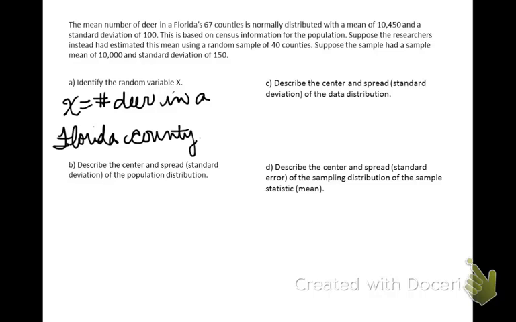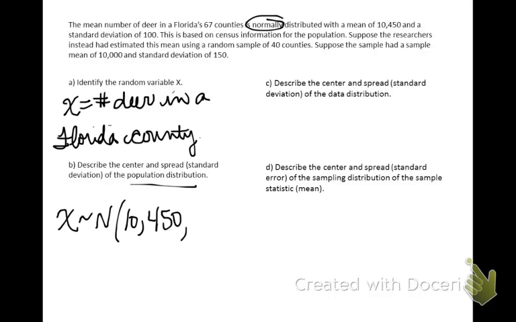We know the random variable x is the number of deer in one of the counties in Florida, so we'll say x equals number of deer in a Florida county. We also can talk about the population distribution. It says up here that we know it's normally distributed, so the number of deer has a normal distribution with a mean of 10,450 and a standard deviation of 100. Remember, the first one is your mu and the second one is your sigma when you're talking about population distribution.